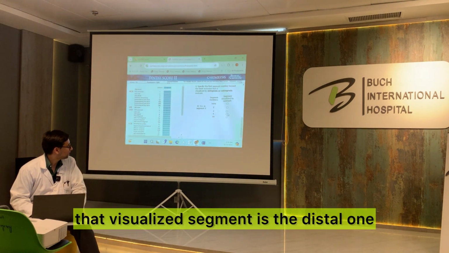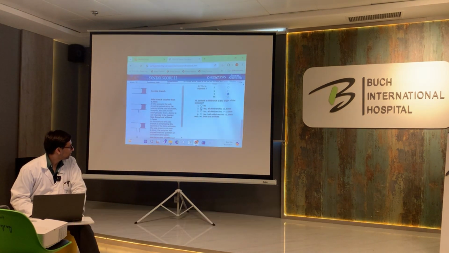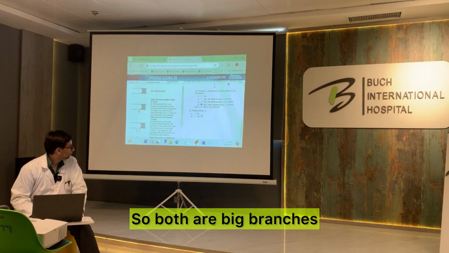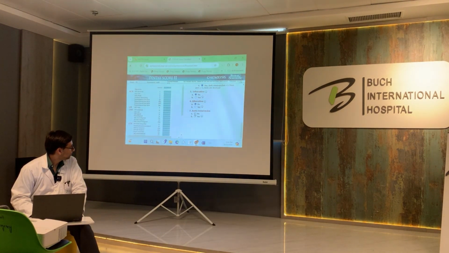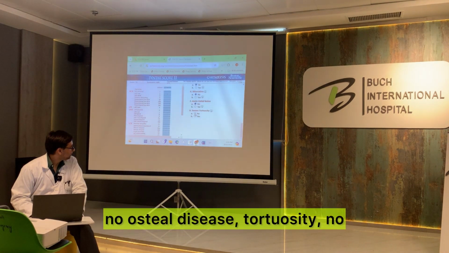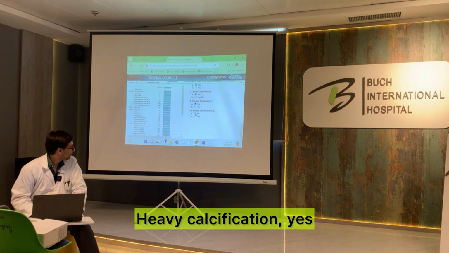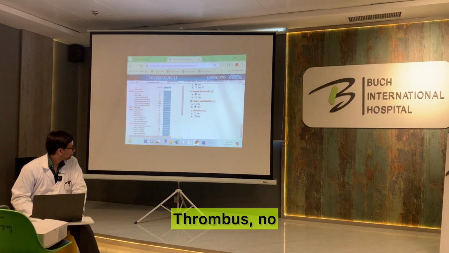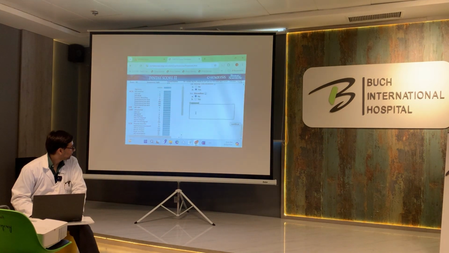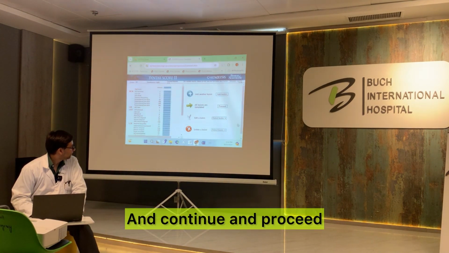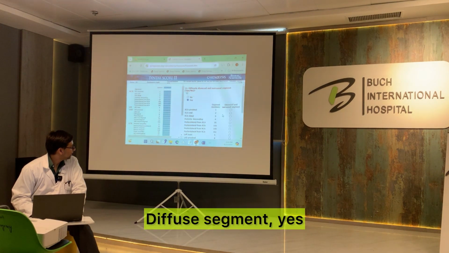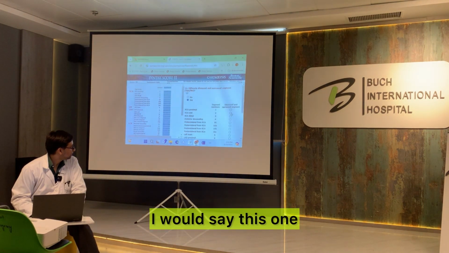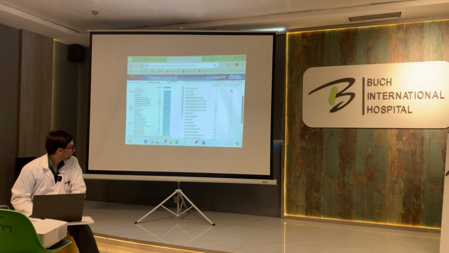So it gives you a little technically how is it being filled. I mean, I would say that visualized segment is the distal one. So both are big branches. There's no trifurcation, no bifurcation, no ostial disease, tortuosity, no. Heavy calcification, yes. Thrombus, no. And continue and proceed. Diffuse segment, yes. So which one? I would say this one.